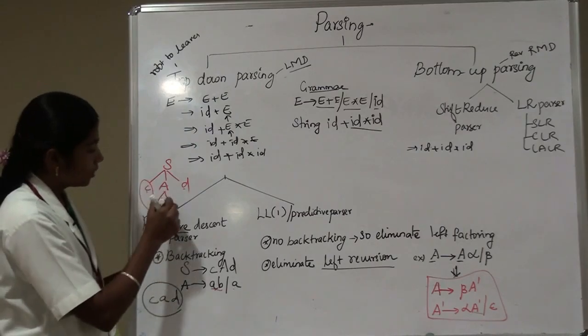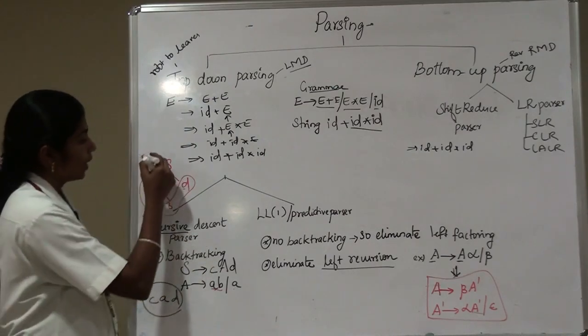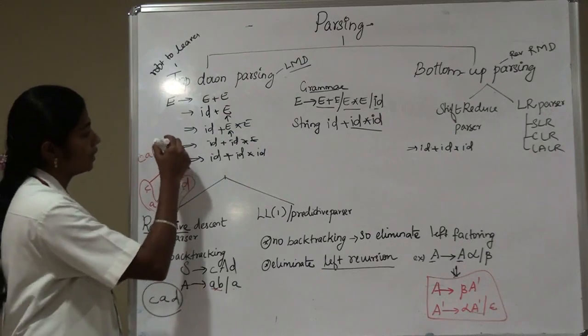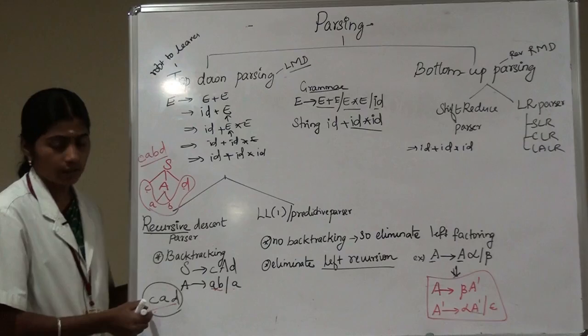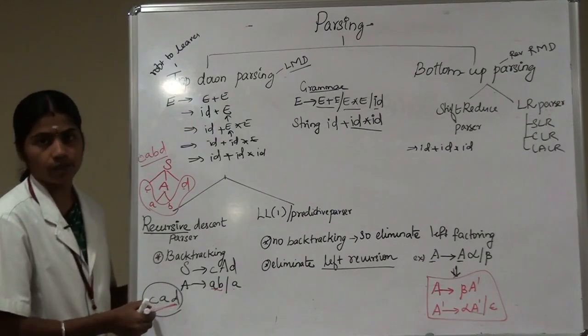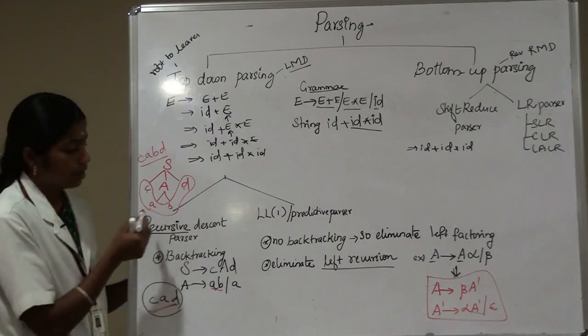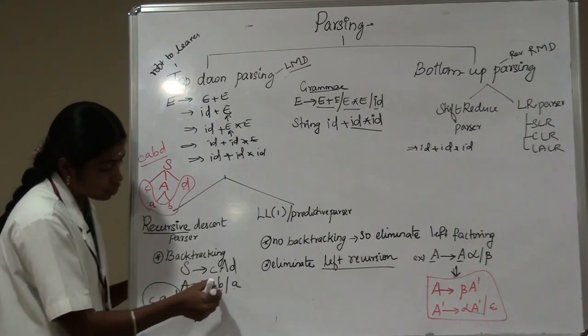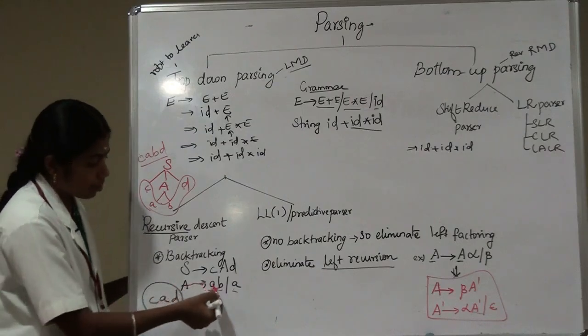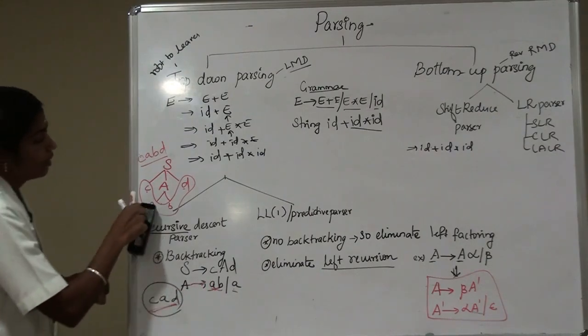So when you see the yield of my parse tree, you get C A B D. When you see the string, it does not match, it is not equivalent to our required string. So our option is wrong. The method you have chosen is wrong. So among the alternatives I have to go for the other one.